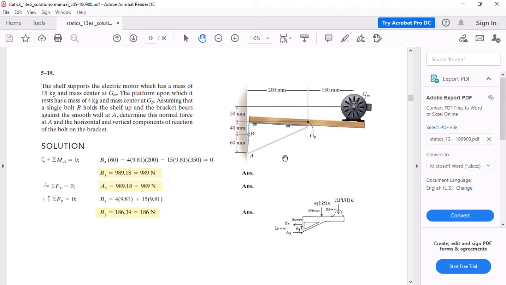بدنا نحل اليوم كم سؤال على chapter 5 على 2D و 3D equations of equilibrium. First question, 519. حكينا the shelf supports the electric motor which has the mass of 15 kilogram. عندنا هذا الشلف عليه اللي هو electric motor mass 15 kilogram. Center of the mass at this point for this electric motor.